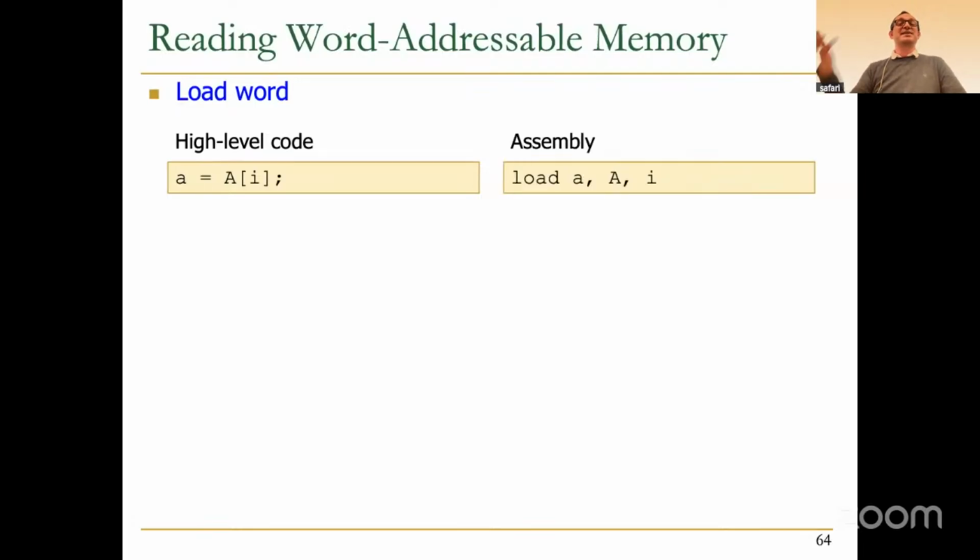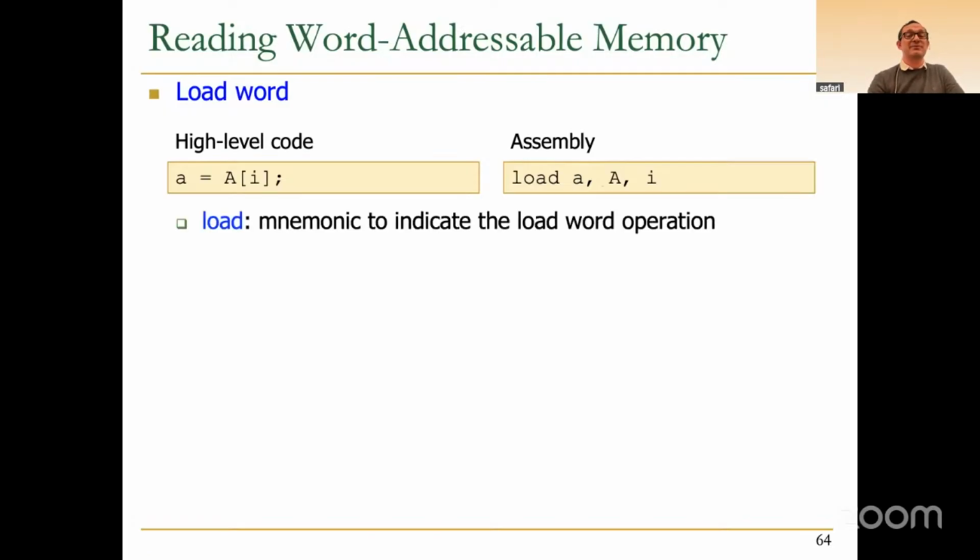Okay, so this is the assembly. The destination is a variable, A. I'm going to have a base address A and an index I. And this assembly says, load from that base address: calculate an address into the actual location indexed into this array from this base address, get the data from there, put it into variable A. And we're going to map the variable to a register.